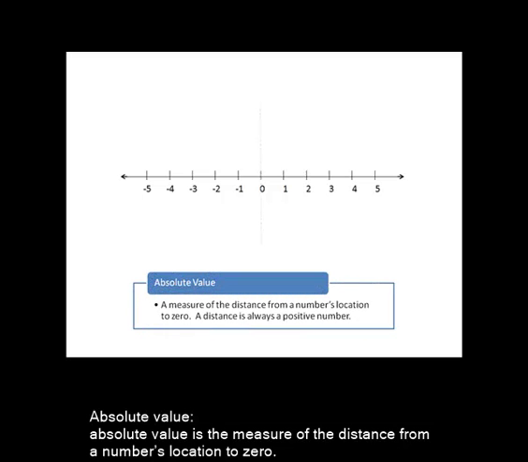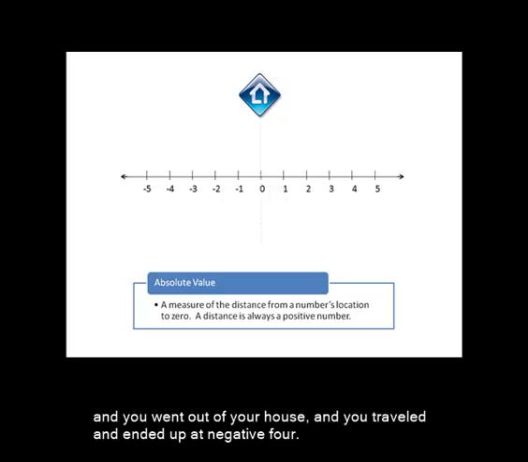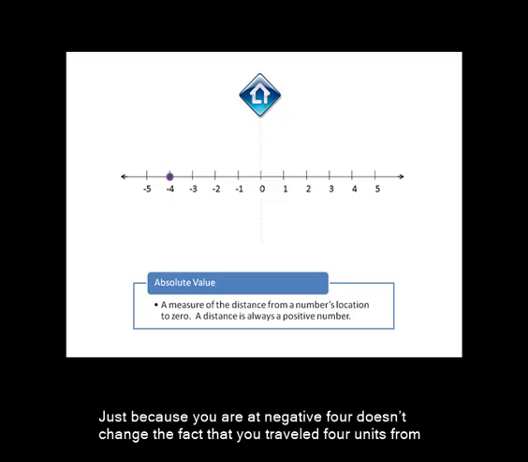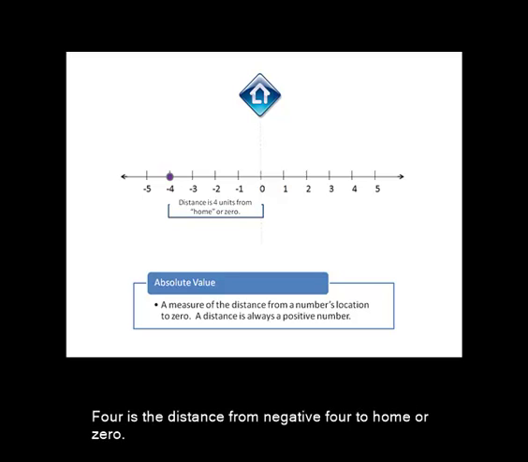Absolute value. Absolute value is a measure of the distance from a number's location to 0. A distance is always a positive number. If you imagine that you live at 0 and you went out of your house and you traveled and ended up at -4. Just because you're at -4 doesn't change the fact that you've traveled 4 units from 0, not -4 units, 4 units. 4 is the distance from -4 to home or 0.